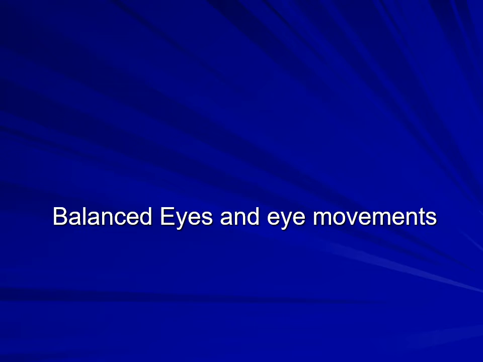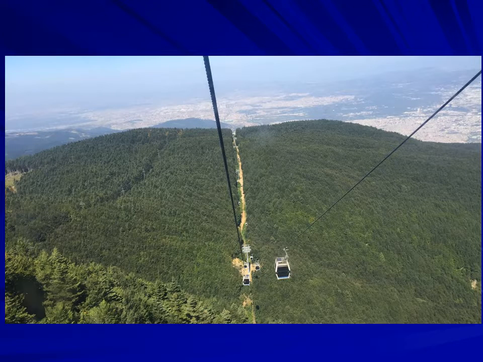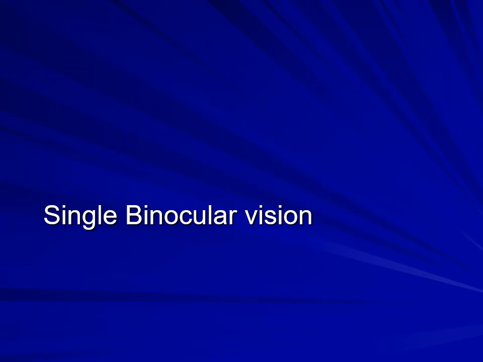So one of the presentations of squint is cosmetic, and it is an important goal of treatment of squint. Another, more important aspect of strabismus correction is to achieve binocular vision. Binocular vision means seeing the world in 3D, as we see in this picture. That's what we call single binocular vision.